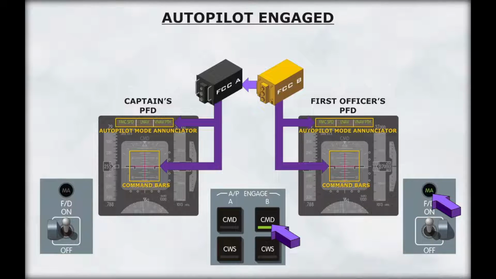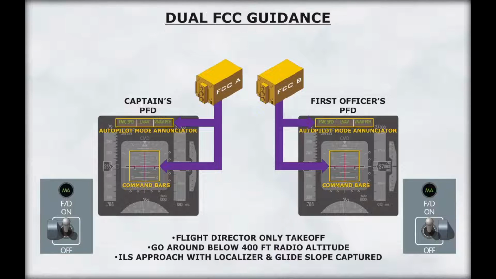When an autopilot is engaged in CMD mode, the associated flight control computer becomes the master and the associated MA light illuminates. During a flight director only takeoff or go around below 400 feet radio altitude, or during an ILS approach with localizer and glide slope captured, neither flight control computer is the master. In any of these cases, both flight control computers provide guidance based on the settings on the Mode Control panel, and both MA lights are illuminated.